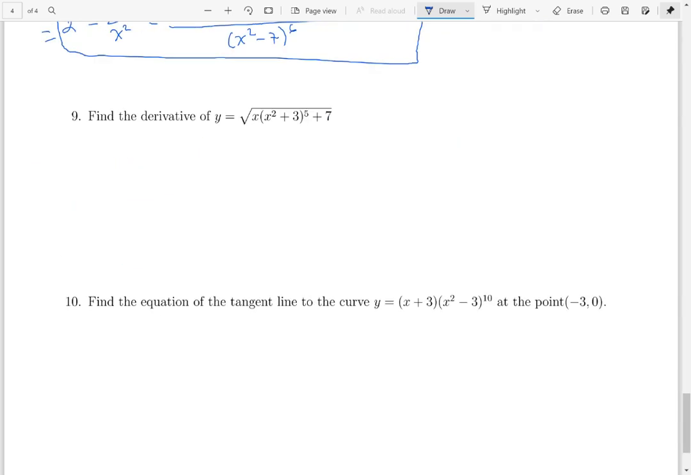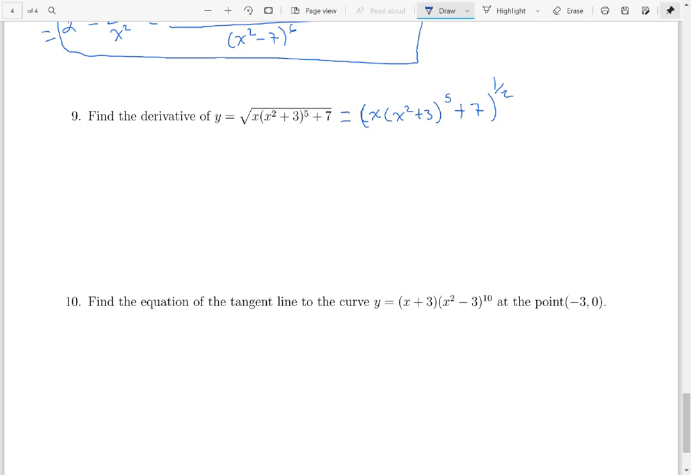So let's find the derivative of this one. Notice that this is a chain rule inside of a chain rule. Do we have a chain rule inside of that one? Maybe, let's see. Alright, so how could I rewrite this? Well, I could rewrite this as x times x squared plus 3, that's raised to the 5th power, plus 7. All of that is raised to the 1/2 power because of the square root.